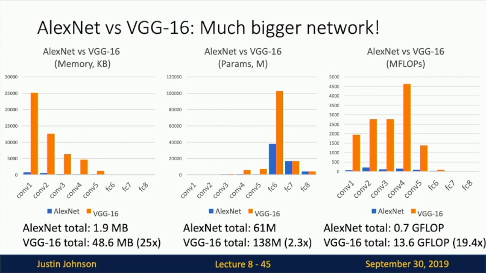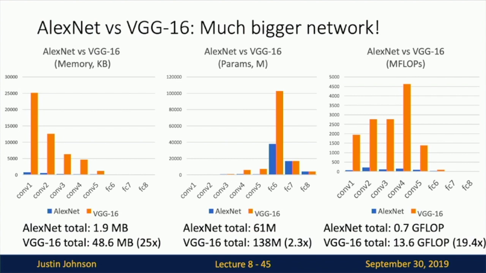So then, another thing to point out is that we can compare AlexNet and VGG16 side to side. Remember that AlexNet had 5 convolutional layers and 3 fully connected layers, and now all of the VGG networks also have 5 convolutional stages and 3 fully connected layers. And now we can draw this same plot of memory, parameters, and floating point operations to compare at a stage-by-stage basis between AlexNet and VGG.